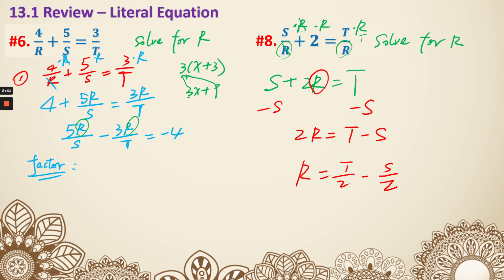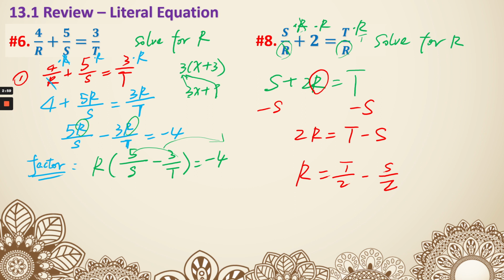So in this case, they both have the R, so I can factor out the R. I'm left with 5 over S minus 3 over T, and then that equals a negative 4. So now I can choose to divide that whole thing over to the other side, then I can get R by itself. So that's the first method.